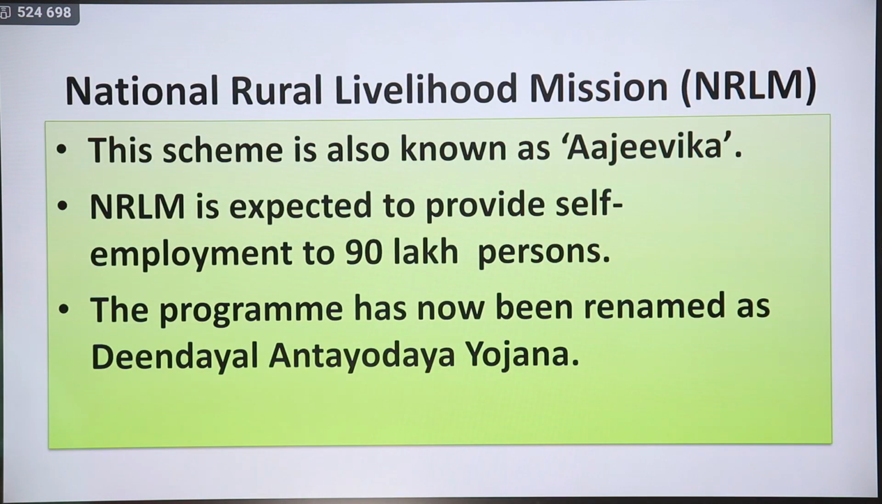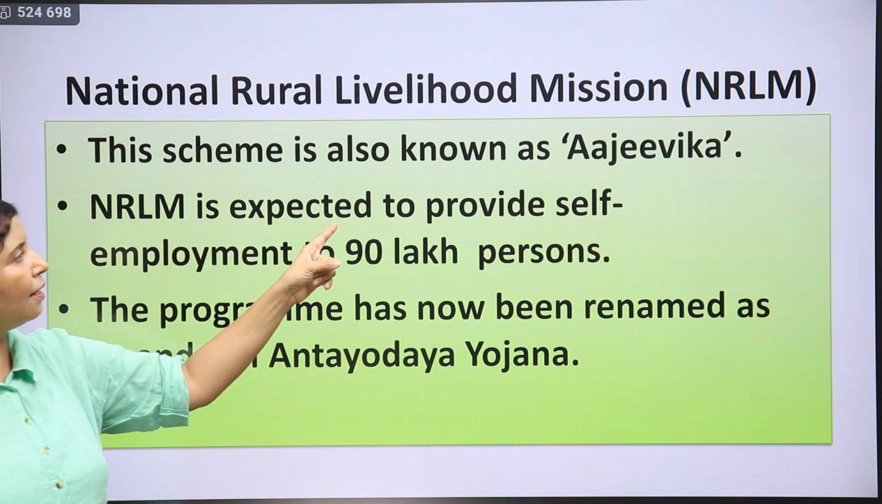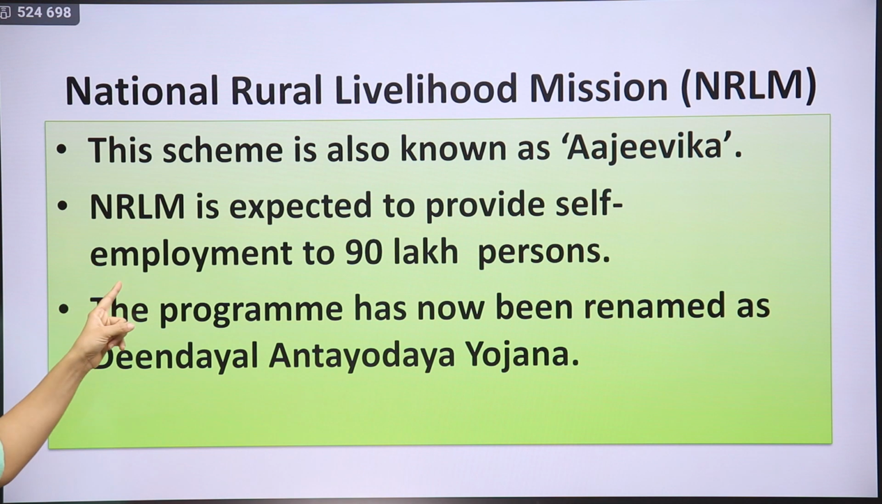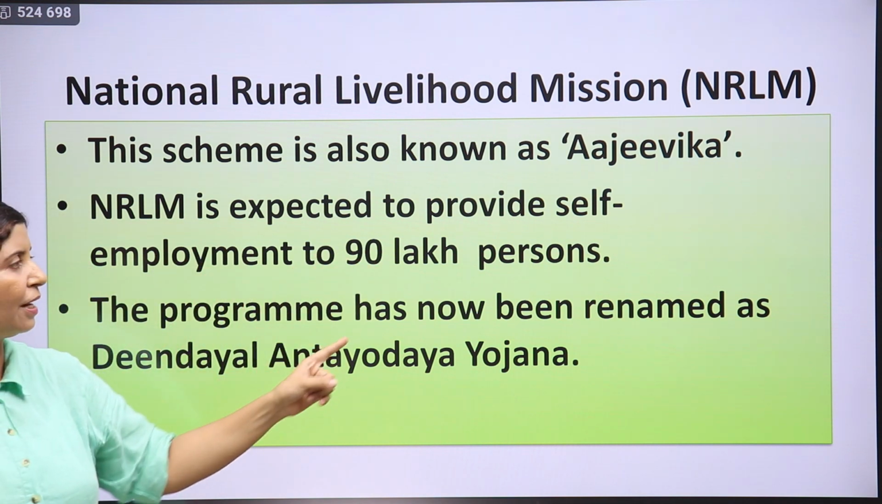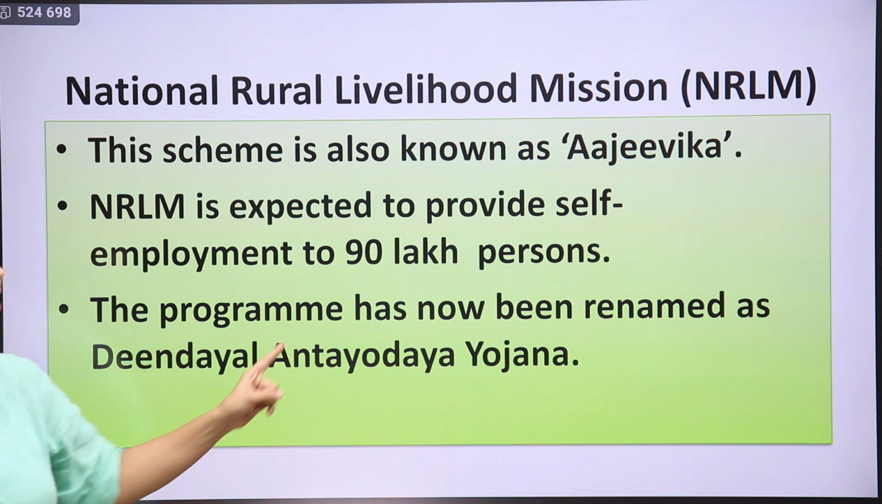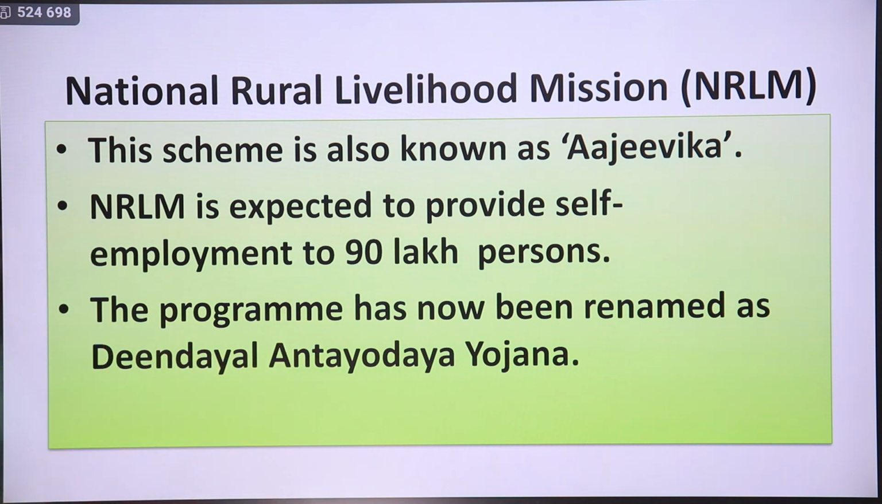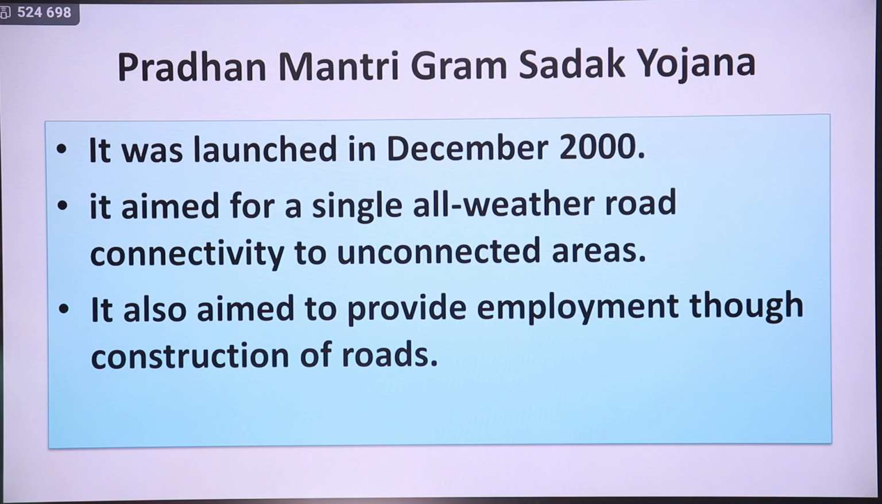The National Rural Livelihood Mission, this scheme is also known as Ajivika. NRLM is expected to provide self-employment to 90 lakh persons. The program has now been renamed as Deen Dayal Antyodaya Yojana. So it has been renamed after Pandit Deen Dayal Upadhyay ji.